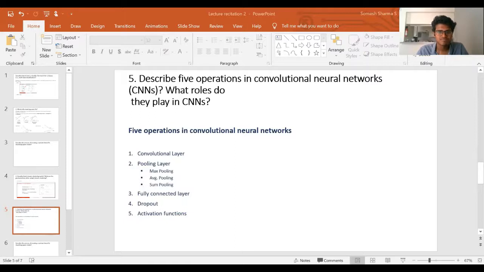And this feature map is fed to other layers to learn several other features of the input images. So this marks the first one, the convolution layer. So next is the pooling layer. A convolution layer is mostly followed by a pooling layer.